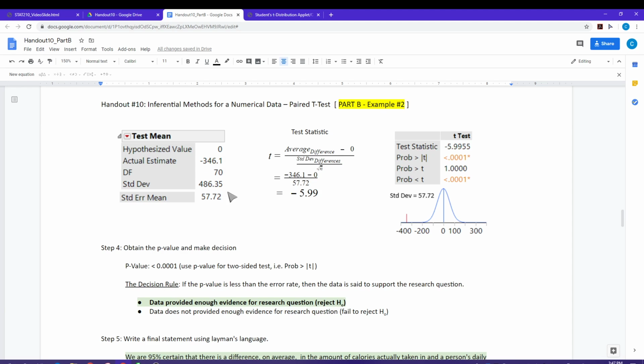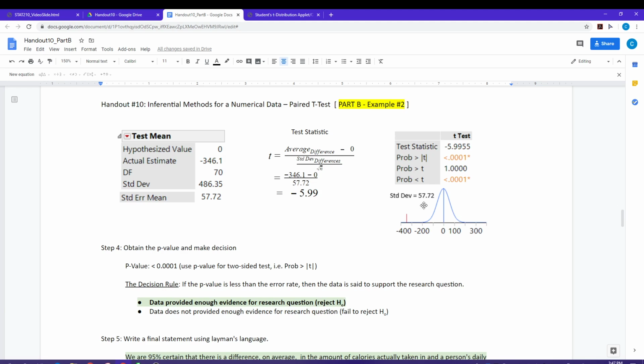Here's all of our output again. I have my actual estimate, which is just the sample average. I have my standard deviation, and then I have that standard error mean. The standard error mean, again, is the standard deviation of the average over repeated sampling. That's what's going to go into the denominator of the test statistic. So my test statistic here is just the actual estimate minus 0, divided by the standard error for the mean. I get about -6 here.